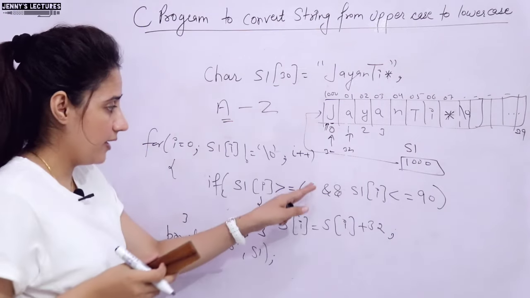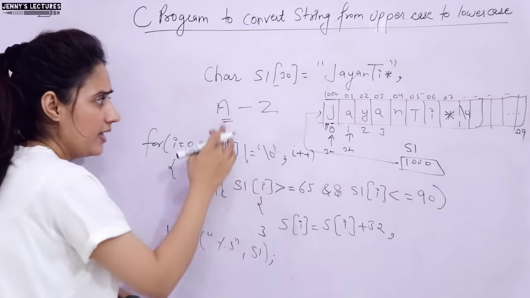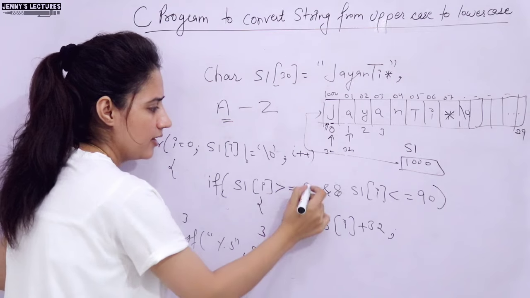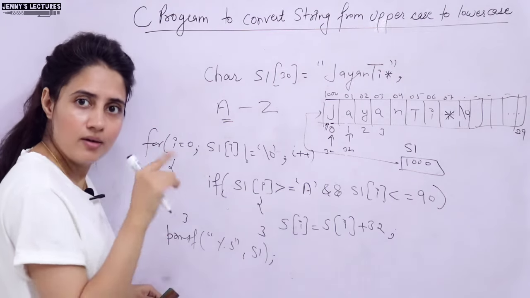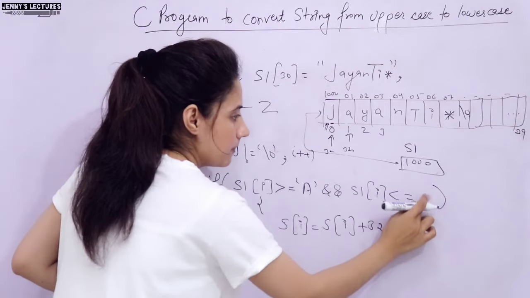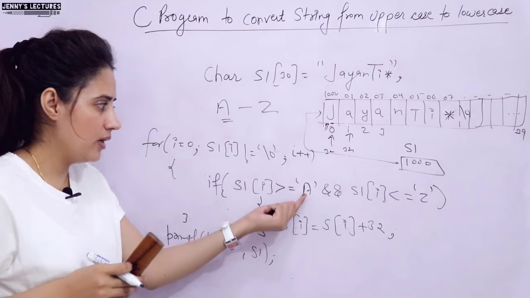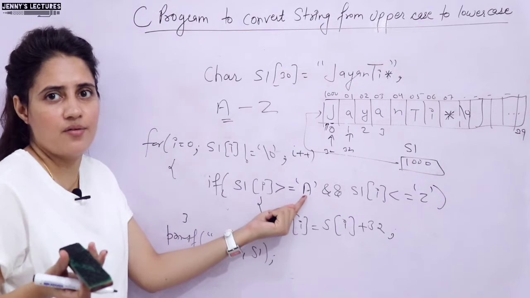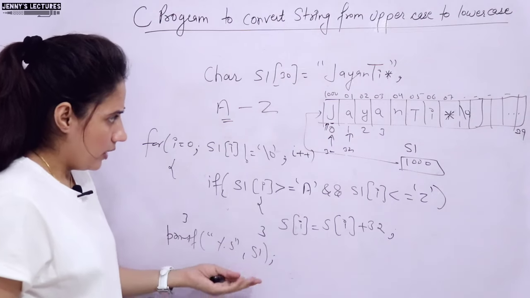Or if you say we don't remember the ASCII values of A to Z, that is also fine. You can simply write A and Z, but you cannot write A directly because A is a character, so write capital A in single quotes and capital Z in single quotes. Automatically it will take that ASCII value. That is also fine, right? Now I guess that's it.